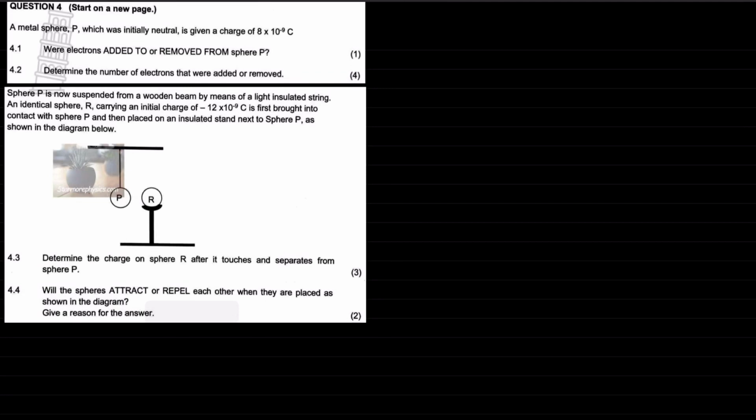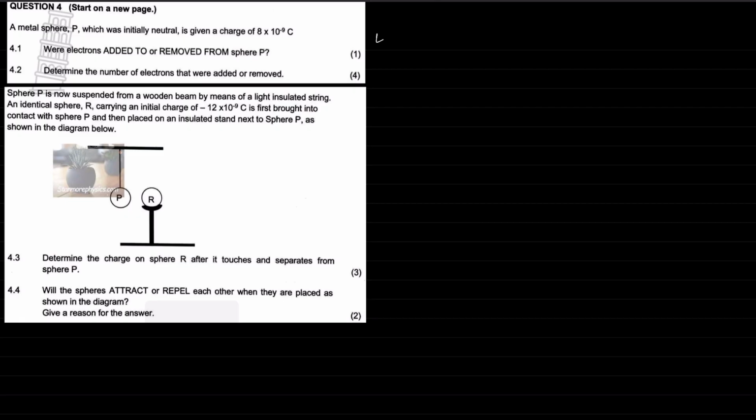Let's take a look at this electrostatics question. A metal sphere which was initially neutral is given a charge of 8 times 10 to the negative 9 coulombs. 4.1: were electrons added or removed from sphere P?